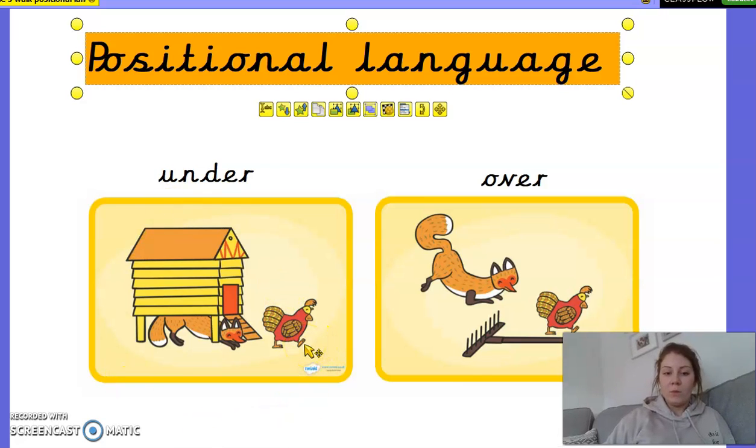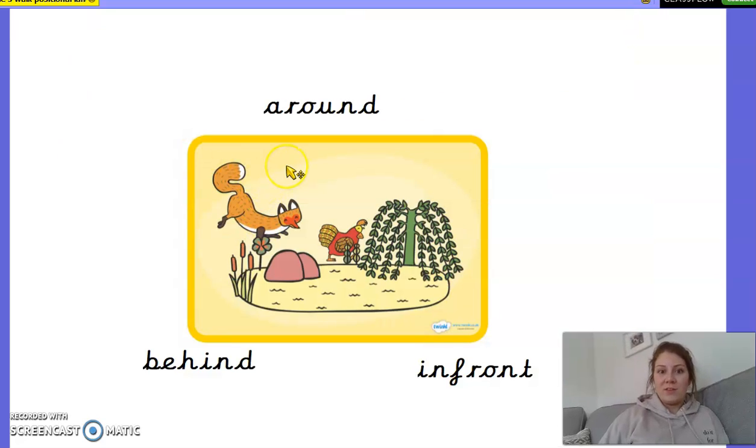Can you think, where is the fox? The fox is under and Rosie the hen is in front, okay? So our keywords there are under and in front, because the fox is underneath and Rosie is in front of him. Okay, next in the story, the fox is jumping over the broom and Rosie is still in front. Then the sneaky sly fox walked around the pond, and Rosie walked around the pond as well, and the fox is behind and Rosie is in front.